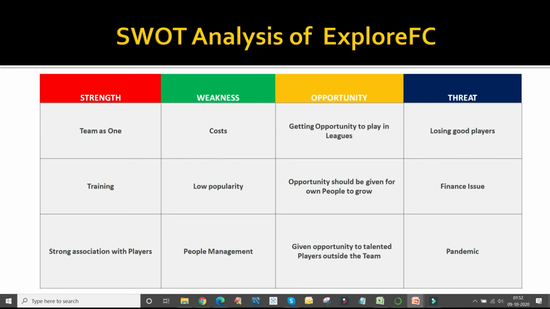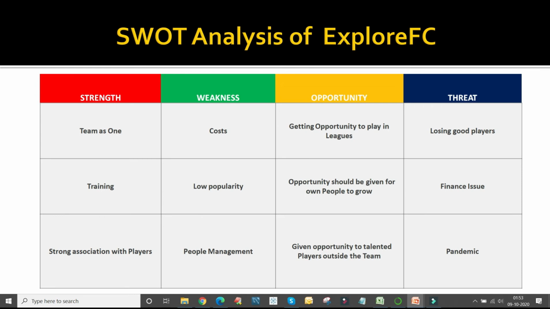Next, opportunity should be given to our own people first to grow. If you have an academy where kids are coming to learn, they should have an idea when they come. They should have the vision that one day they will play for the club, that they will get a chance to play for the club. That kind of belief and commitment has to be shown from both sides. Only then will people come and enroll with you.